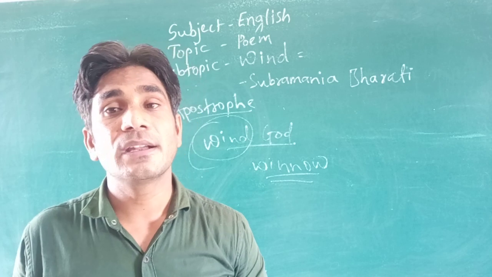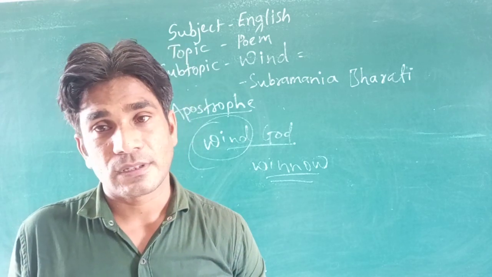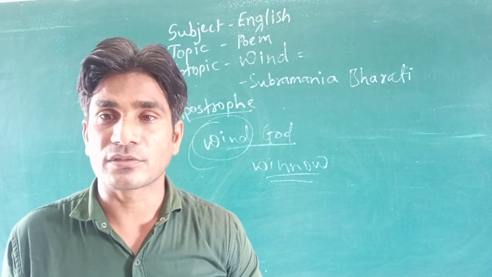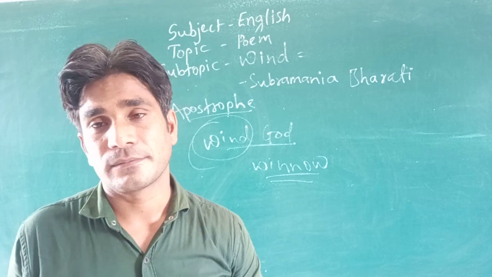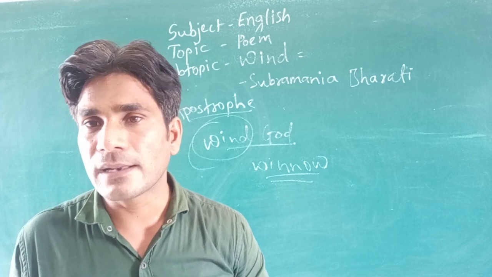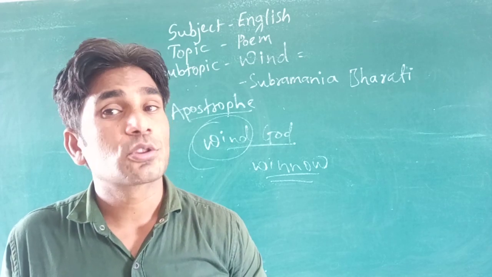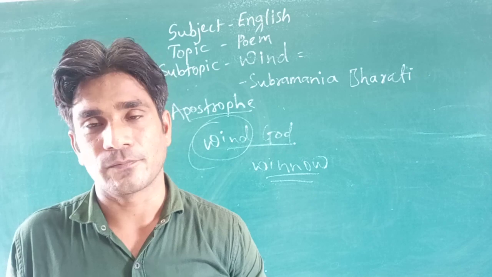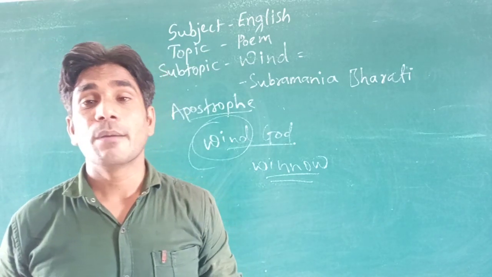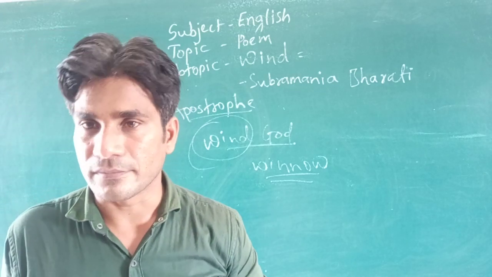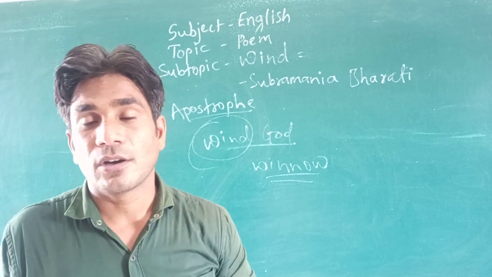And again he made a request to the wind, asking it not to throw down the books which are kept on the shelf. There he said, don't throw them down, unhe niche na feko. Yes, so this is a request made by the poet to the wind, and we can call it the first part of this poem.